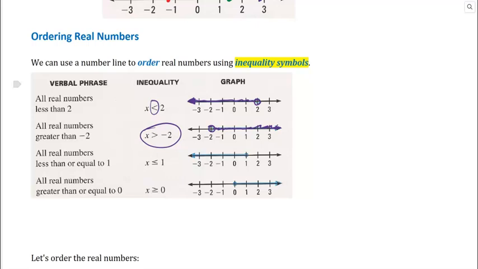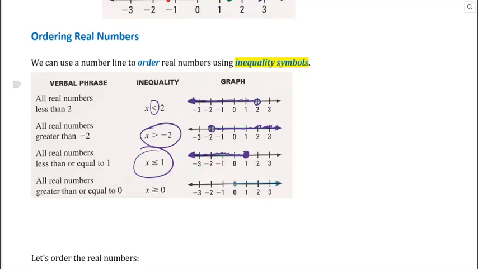Now, this next one, all real numbers less than or equal to -1. Notice how the inequality symbol is different. That's because when we graph it, we put a circle on it, and then everything that is less than that, but because it's or equal to, that circle also gets filled in on the number line.